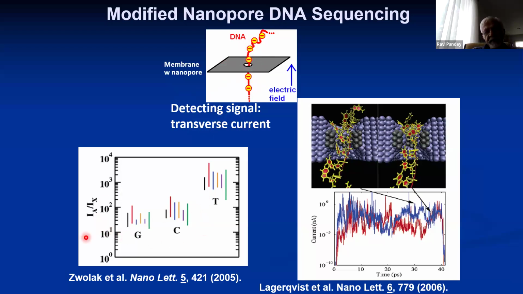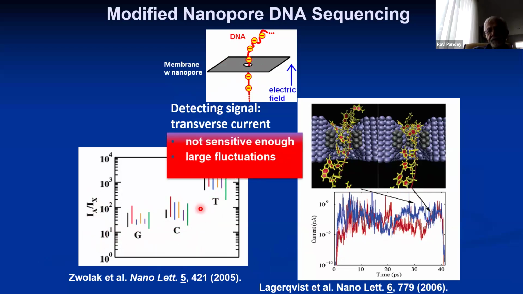So you can see here a normalized current. And so you have G, C, T, and they have distinct responses. The other calculations predict the same thing. But the responses are different, and a lot of noise is there. The signal is not that clean. So what we realized is, yes, people have done it, but the approach so far is not sensitive enough, and it gives a large fluctuation because the current is not that stable.